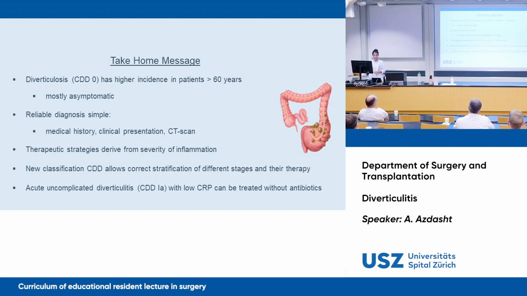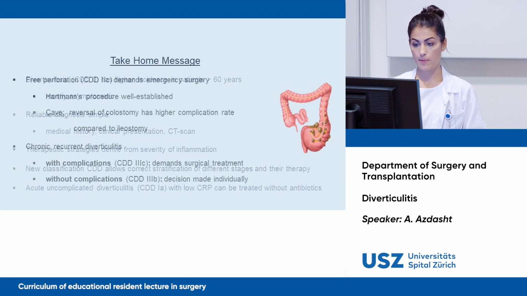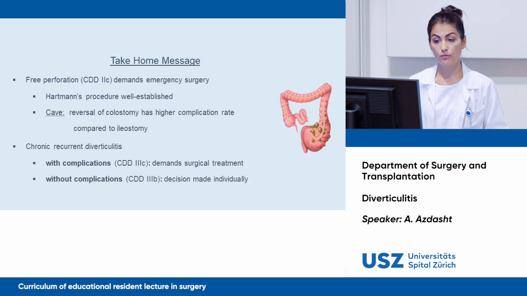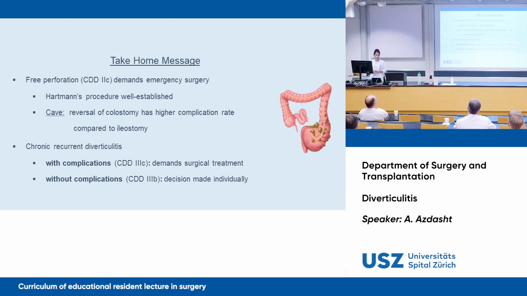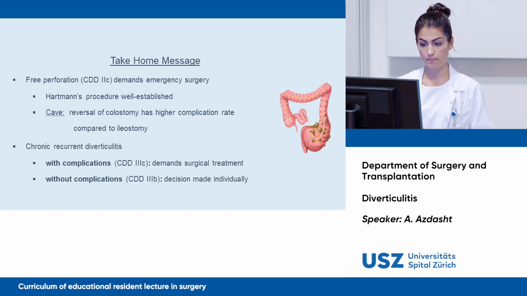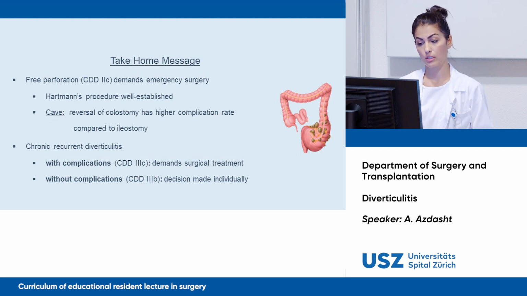I think very interesting is the fact that an acute uncomplicated diverticulitis with low CRP, so a mild diverticulitis, can be treated without antibiotics. Free perforation demands emergency surgery. And here, in this case, Hartmann's procedure is well established. It's a safe procedure, but as I said, you have to think about the risks of the reversal of colostomy. And last but not least, the chronic recurrent diverticulitis with complications, you go for surgery, and without complications, you have to do the decision individually.